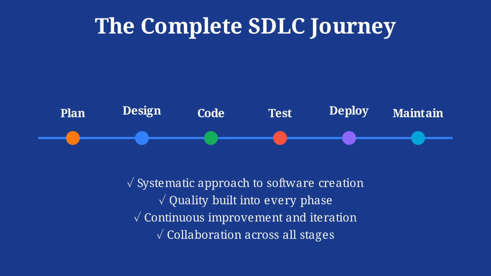Remember, great software isn't just about great code. It's about following a proven process that ensures we build the right thing, build it well, and keep it working for years to come. The software development lifecycle is your roadmap to success. Follow it, adapt it to your needs, but most importantly, use it to create software that truly makes a difference.